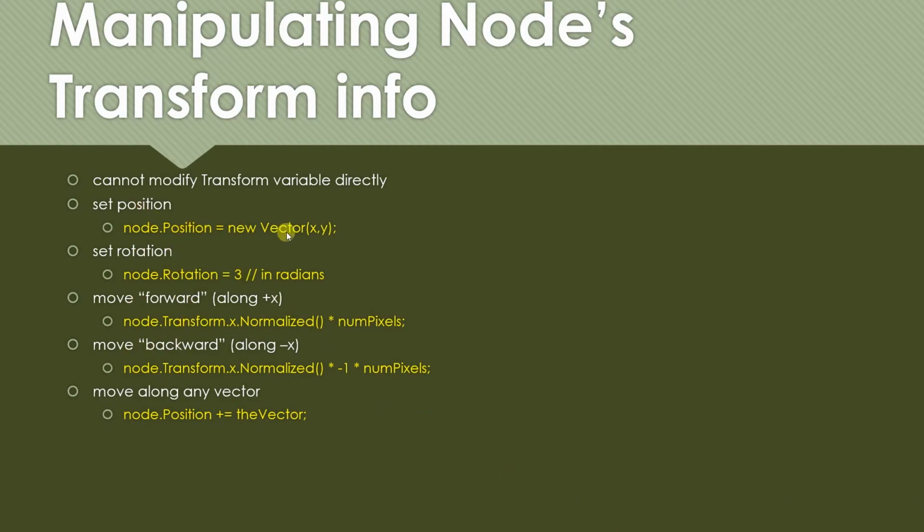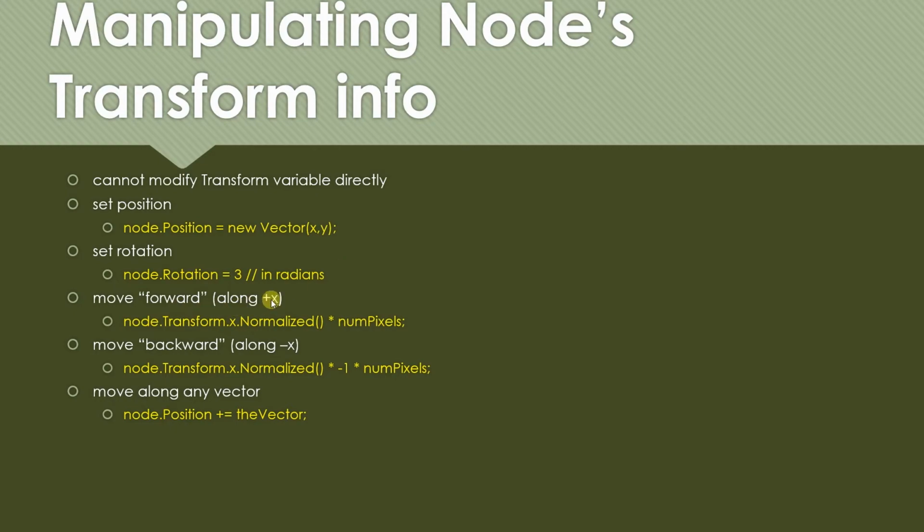So if you want to set the origin, in other words, set the position of your node, here's how you do it. Just modify the position property. If you want to set the rotation, modify the rotation property. This is in radians. There's also another property called rotation degrees, and you guessed it, that's in degrees.